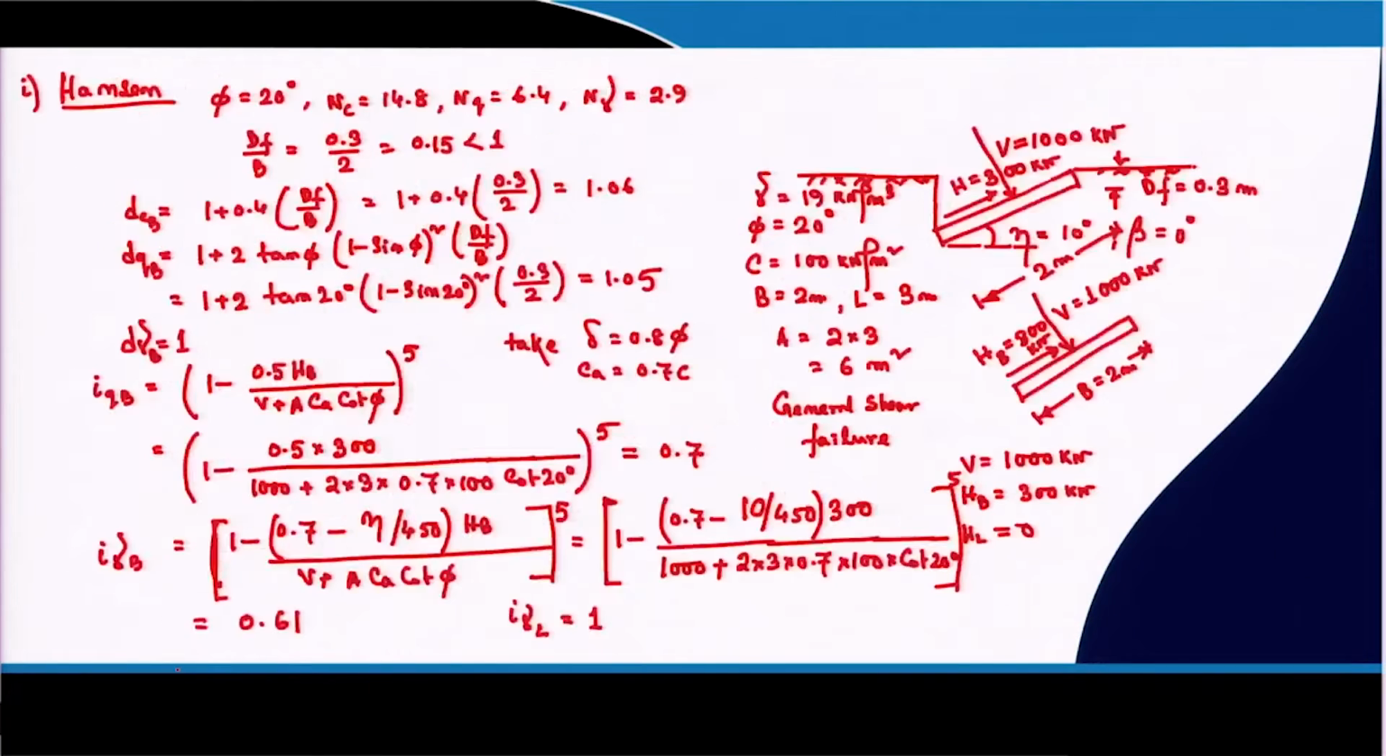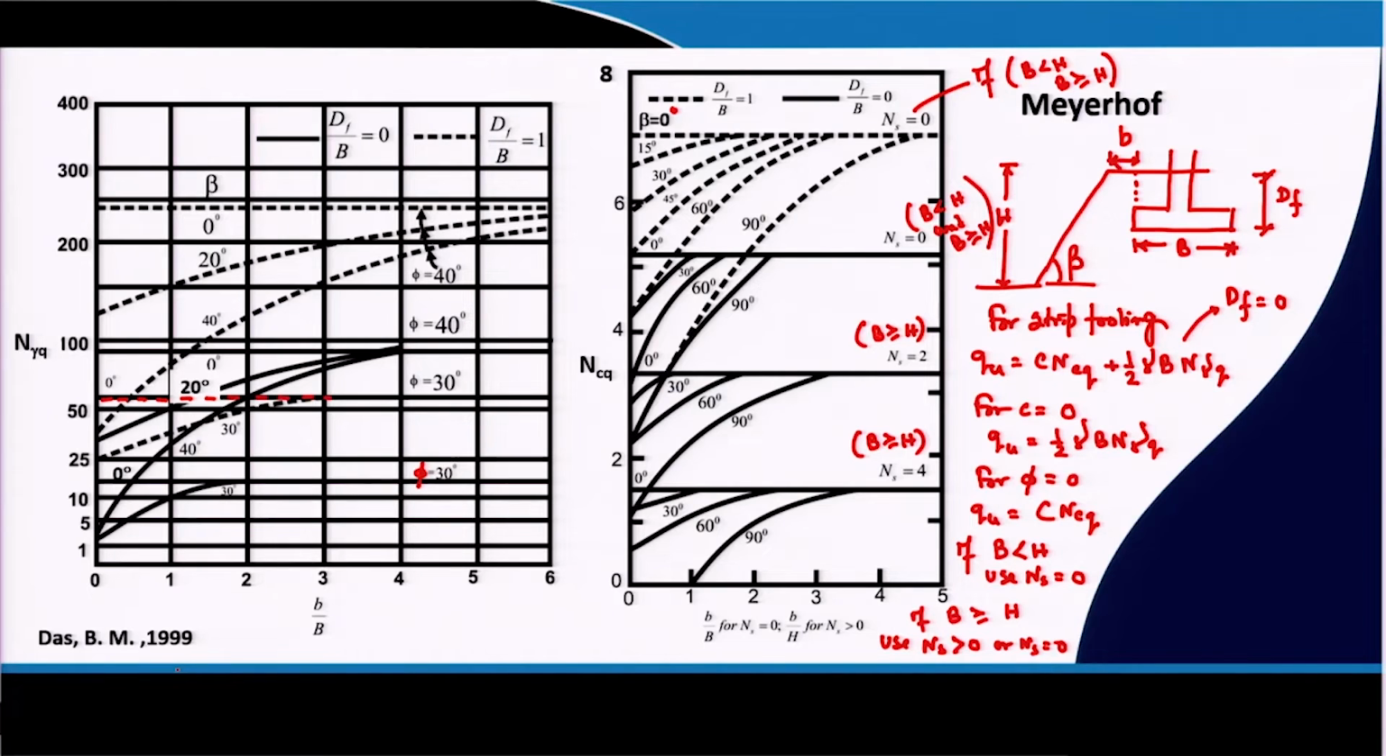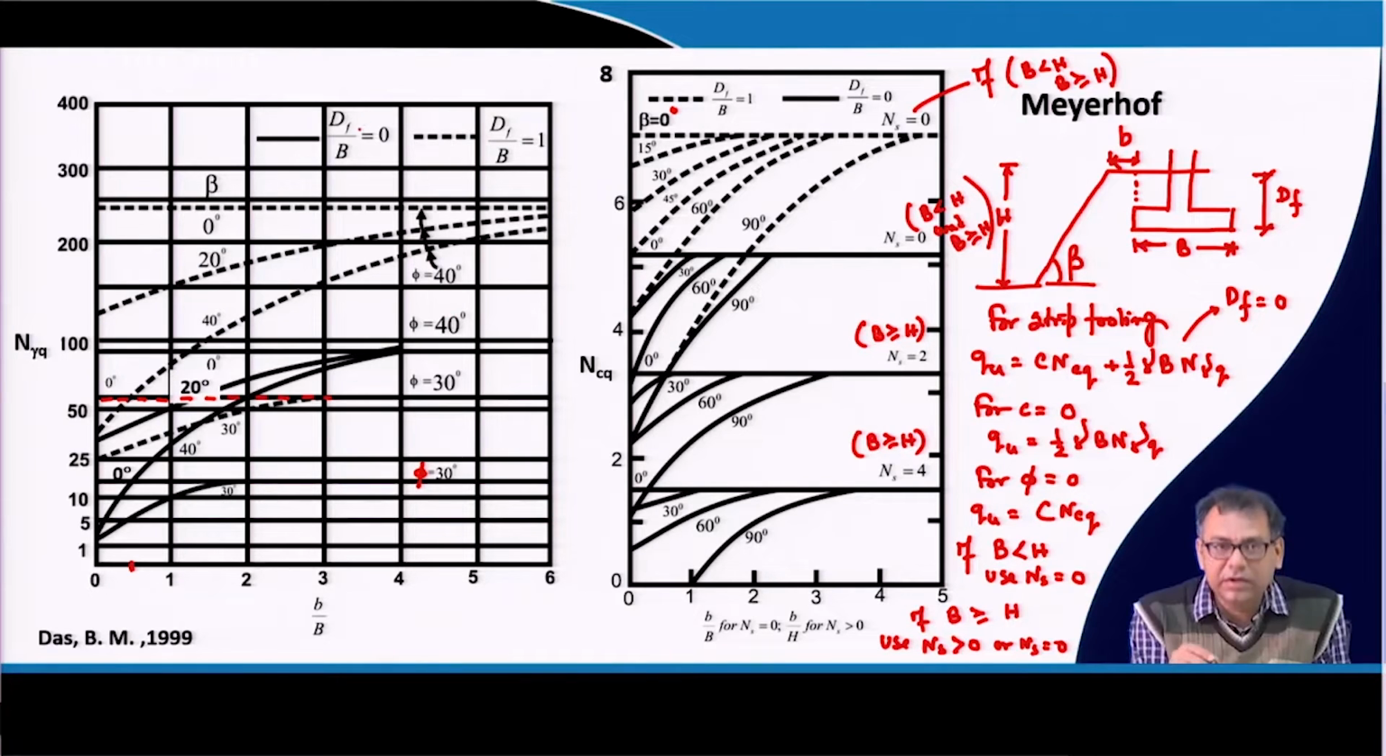So, this is the chart. As C is equal to 0, only phi, and phi is 40 degree. So, b by B is equal to 0.5, which means it will be somewhere here. Okay. So, this is 0.5, and your phi value is equal to 40 degree, and Df by B equal to 0, that means firm line. So, phi is equal to 40 degree means firm line, and this is your beta value 20 degree. So, that means this is the line. Okay. So, this is the line.